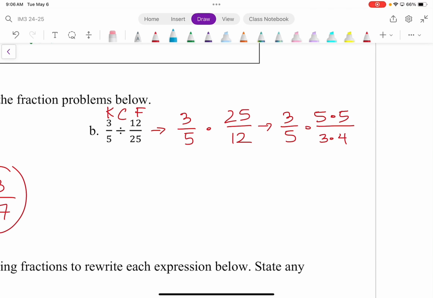Now we can cancel things out. I have a 3 on top. Do I have any 3s below that I can cancel out with? Yes. So let's do that. Let's cancel that out. This one with this one. All right. I have a 5 on top. Any 5s on the bottom that I can reduce or cancel with? Yes. So what are you left with? 5 over 4. Okay.